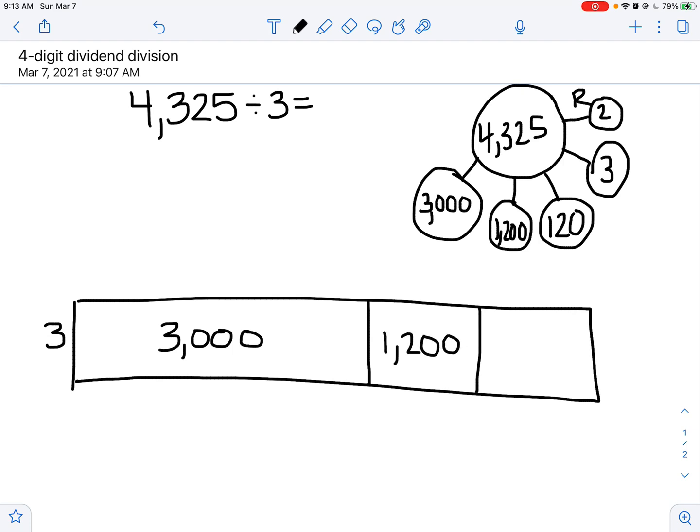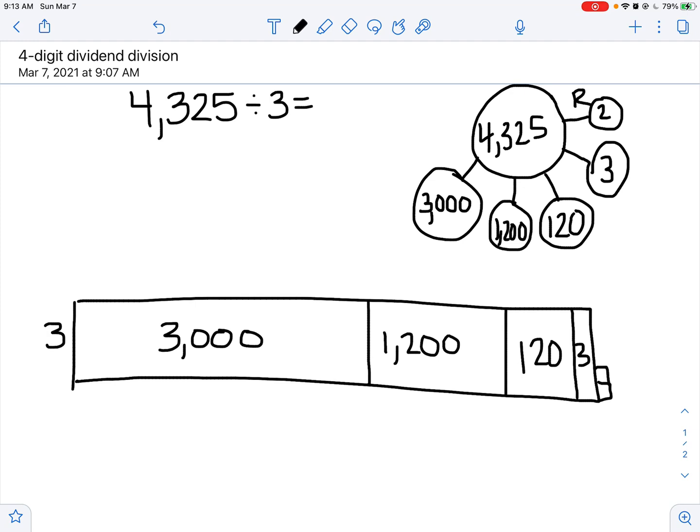And then this part's going to be the 100. You know what? I think I can go even longer with that, guys. And then this part's going to be the 120. And then this part's going to be my 3 with my extra little 2 left over, okay?